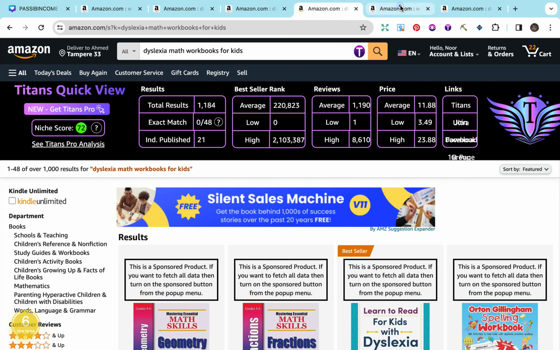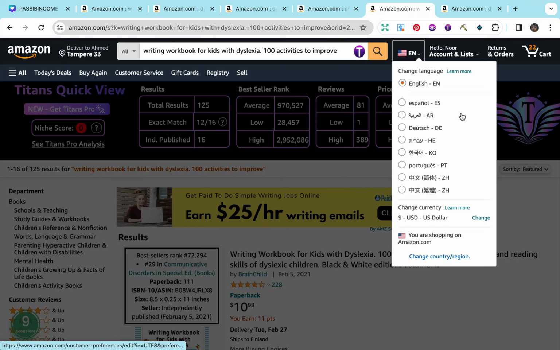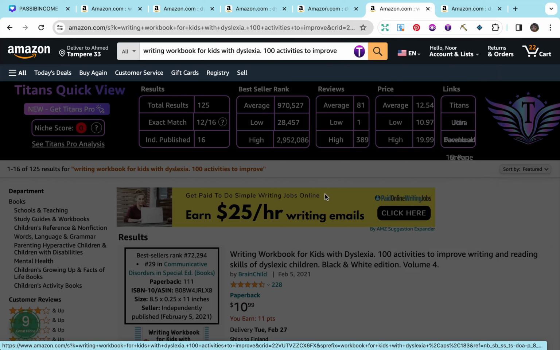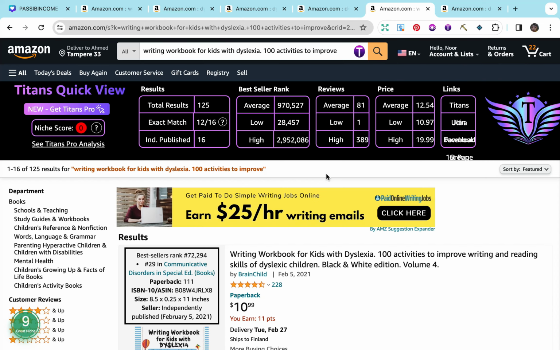So let's dive into the next keyword, which is an ideal keyword to have for the 7 keyword slots. Now, why am I saying that? Because of a couple of metrics I'm going to talk about. So our keyword is writing workbook for kids with dyslexia, 100 activities to improve, and this one has a total results of 125, so that fits the metric right here. It's under 1,000.